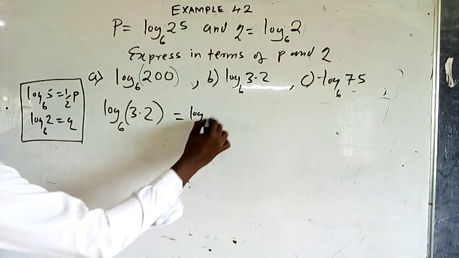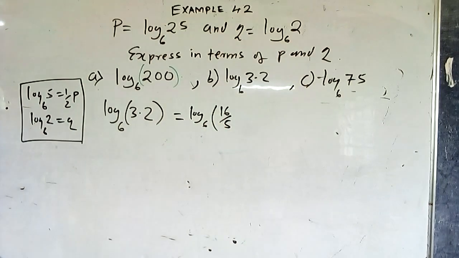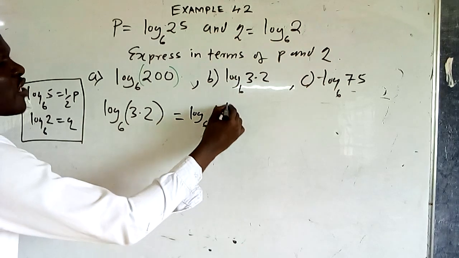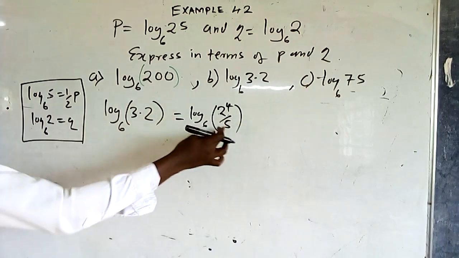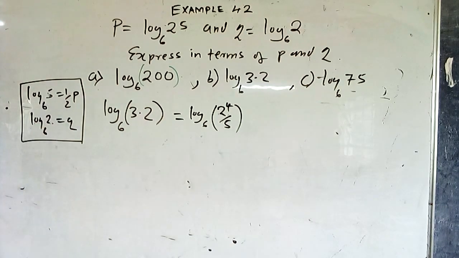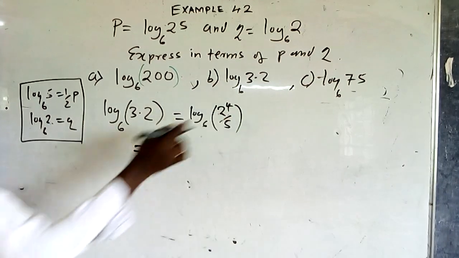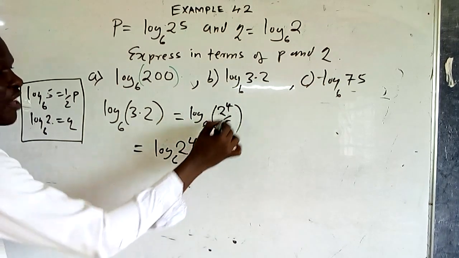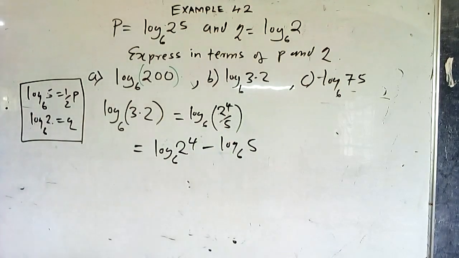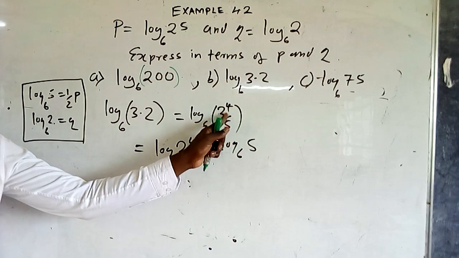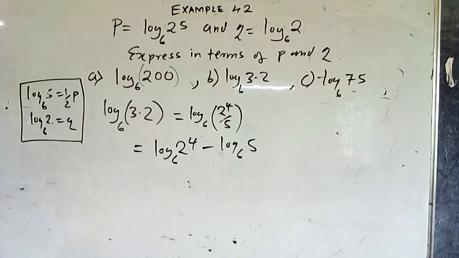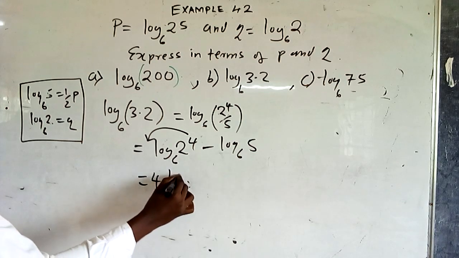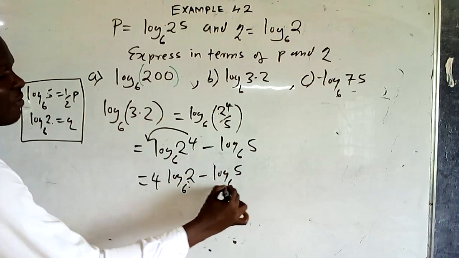So 3.2 is 32 over 10, which is 16 over 5. This is already 5, meaning this 16 you make in terms of 2. So 16 is the same as 2 raised to power 4. So you see this now in terms of 2 and 5, because we have log 5 and log 2. When you take the log inside, division goes to subtraction. So we have log to base 6 of 2 to the power 4, minus log to base 6 of 5. From there, the power 4 becomes the coefficient. So you have 4 log 2 to base 6 minus log 5 to base 6.